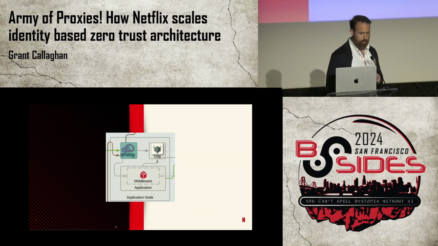So here, when we zoom in, we can see an instance where we have an Envoy sidecar running. We've got the Open Policy Agent running as an authorization system, and we have the application process and possible middleware all interacting.